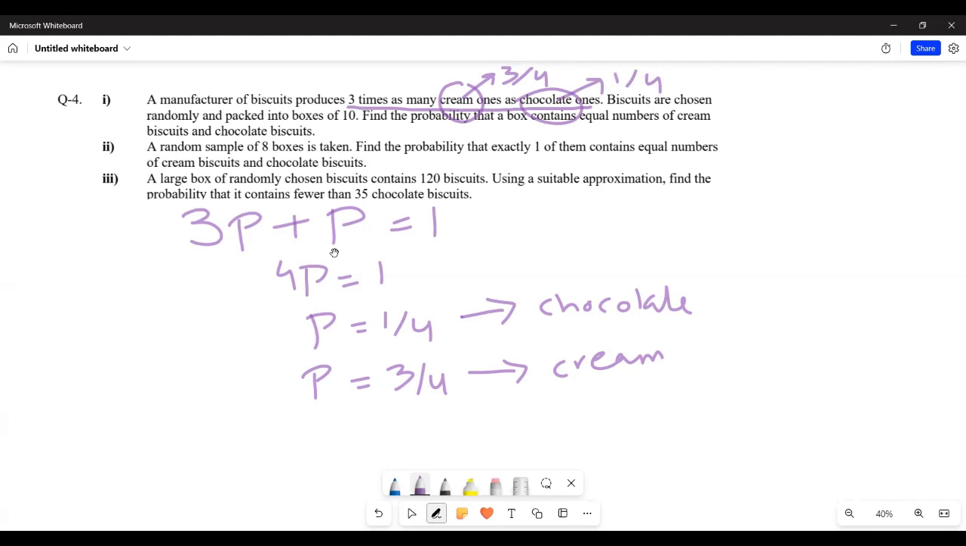You can also just tell by looking at the statement. There was actually no need of the working that I did. It says 3 times as many cream biscuit as chocolate biscuit. So if there's 3 cream biscuit, then there's 1 chocolate biscuit, and the probability of getting chocolate would be 1 by 4. Probability of getting a cream biscuit would be 3 by 4.